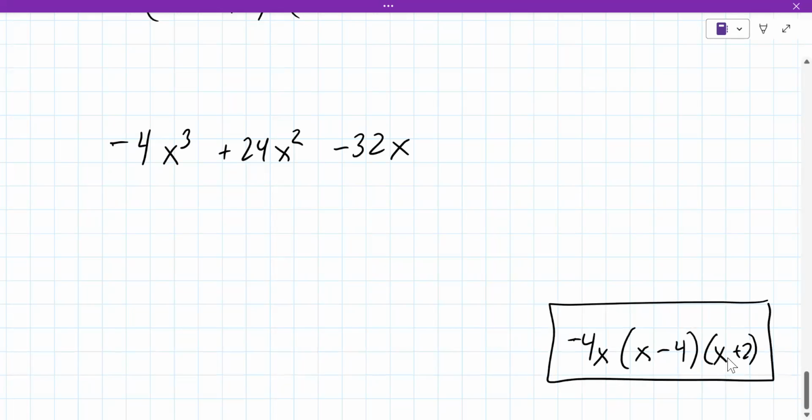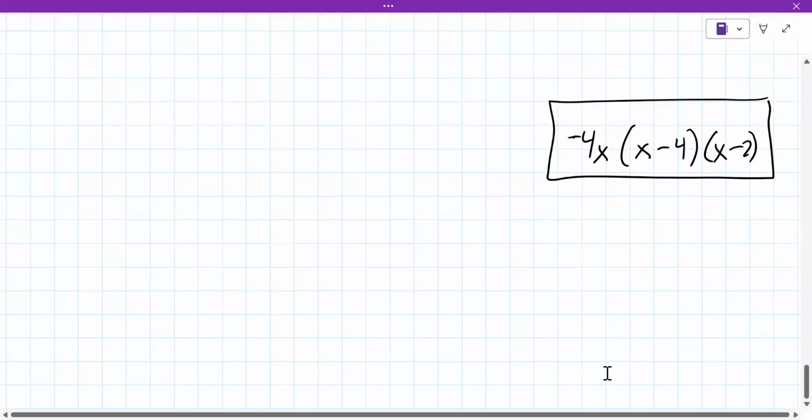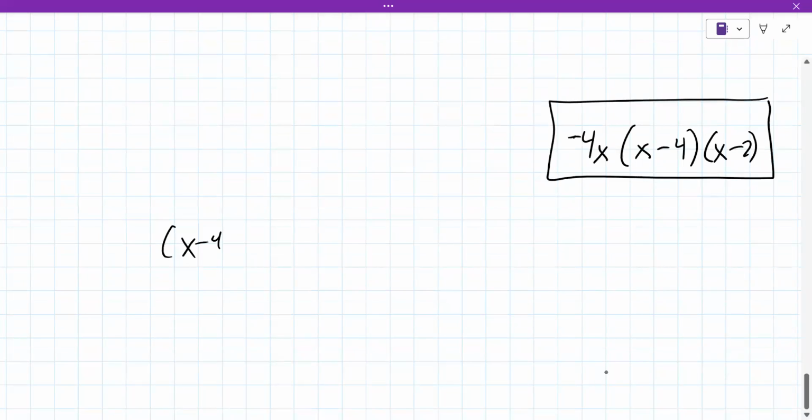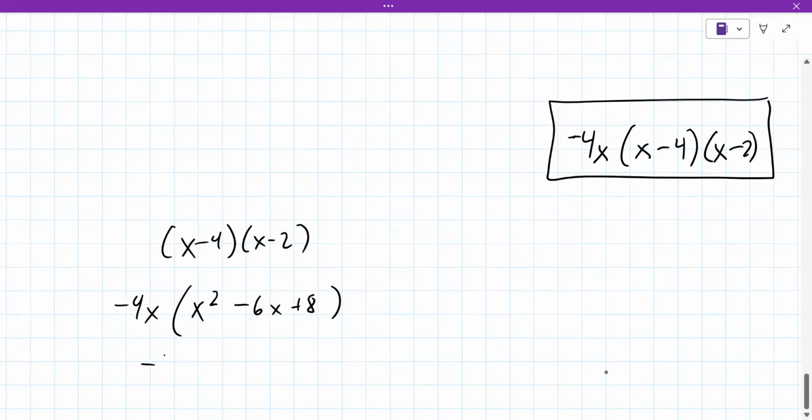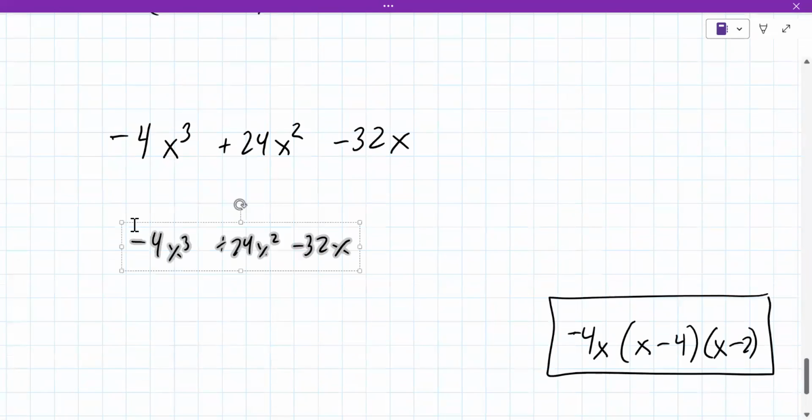Okay. So here's how I'm going to check. I'm going to check by foiling and then looking back. When you foil x minus 4, x minus 2, it becomes x squared minus 6x plus 8. And then you multiply everything by minus 4x cubed plus 24x squared minus 32x. I'm going to go back up. Hopefully it's the same, and it is. Good job.